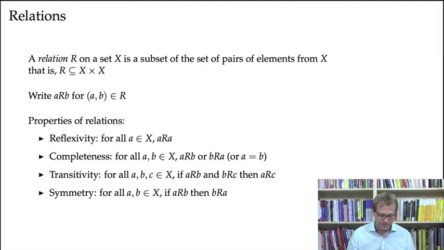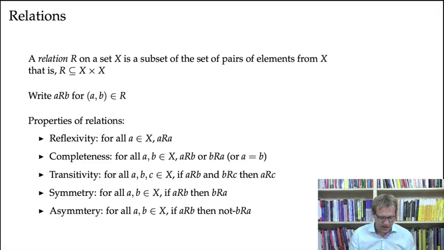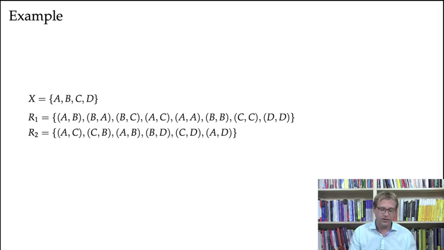So that's transitivity. Another natural property is symmetry. For any pair of elements from X, A and B, if A is related to B, then B is related to A. So if A and B are people and A can see B, then under normal circumstances, B can also see A. And finally, we have asymmetry, which says for all pairs A and B, if A can see B, then it's not the case that B can see A. So you're looking through a one-way mirror or something like that. So symmetry and asymmetry are not complements of each other. They're two separate properties.